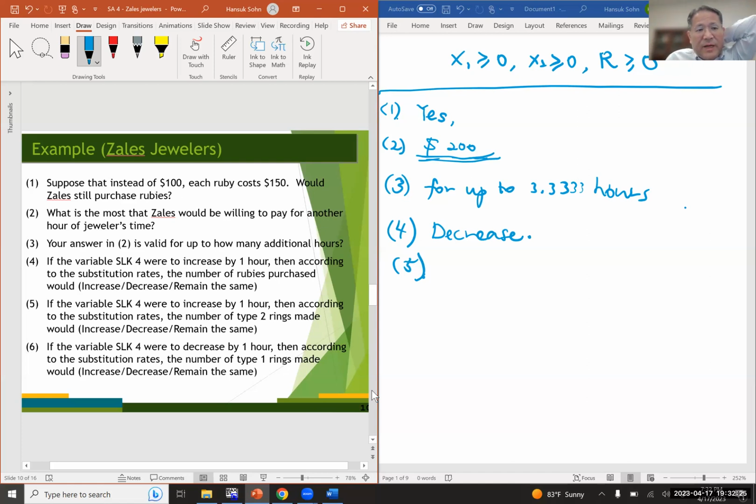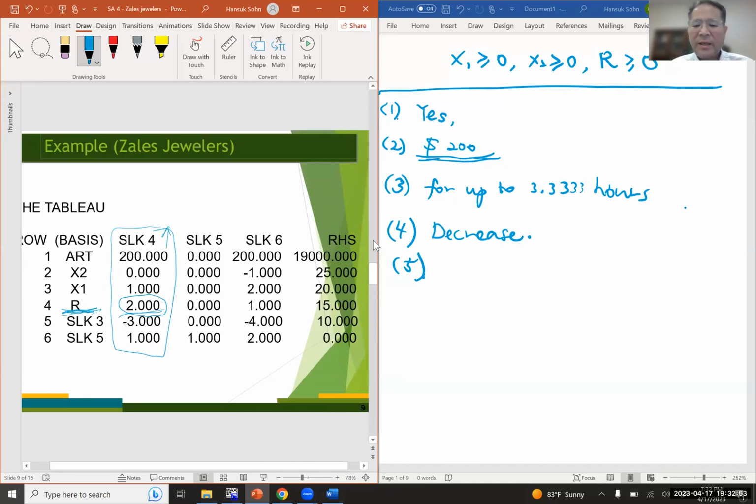Now, question number 5. If the variable slack 4 were to increase by 1 hour, then according to the substitution rates, what happens to the number of type 2 rings made? So again, we need to go to the final table and still look at the slack 4 column, right? This time for the x2 variable.